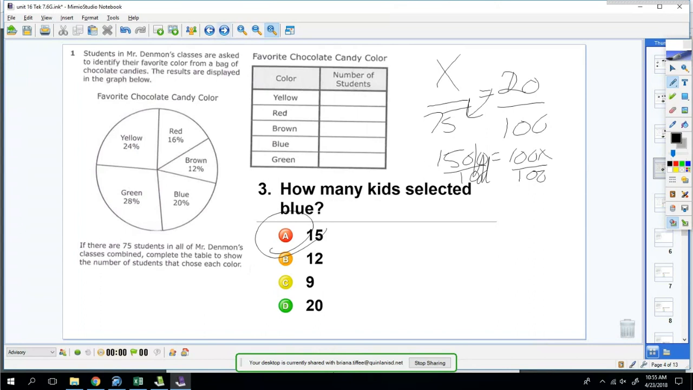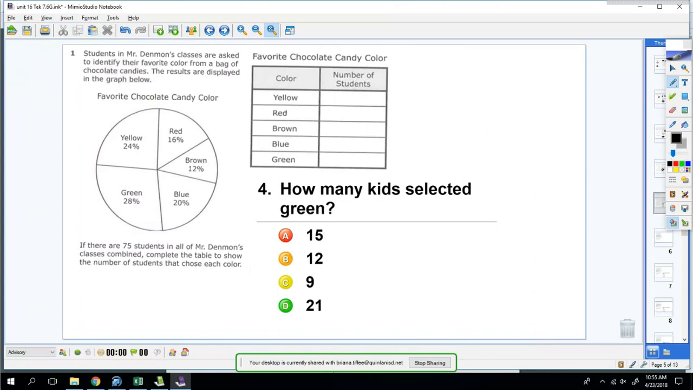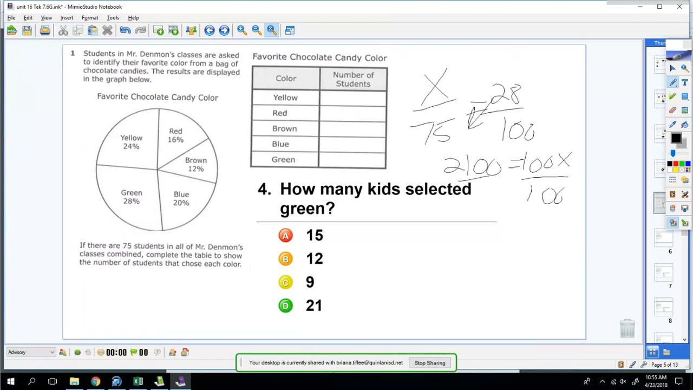Last one. Green, again, same proportion, x over 75, just change the percentage, which would be 28 over 100. So 28 times 75 is 2,100, which equals 100x. And you divide by 100 on both sides, and you get 21. Okay, so that's number one.